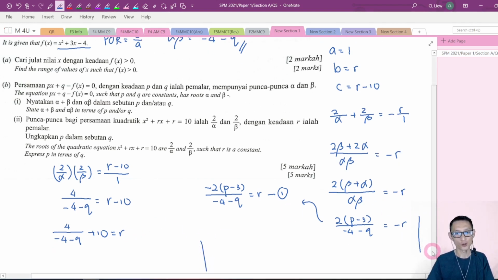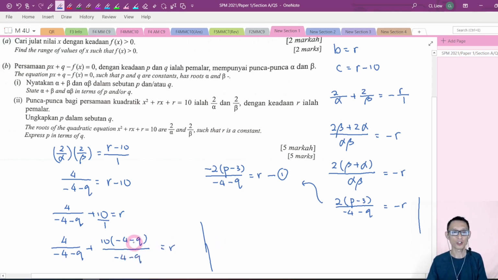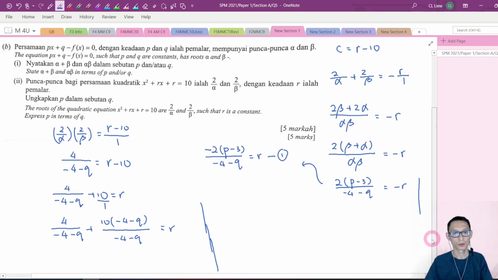Okay, let me combine these two fractions together. So this is equal to 1, right? If I want to combine these two terms together, they need to have the same denominator. So what I'm going to do here, 4 over negative 4 minus q plus 10 times negative 4 minus q, and this is negative 4 minus q. So in the exam, actually you don't have to show this step, it's okay. But I write it for you so that you understand better what I'm doing.